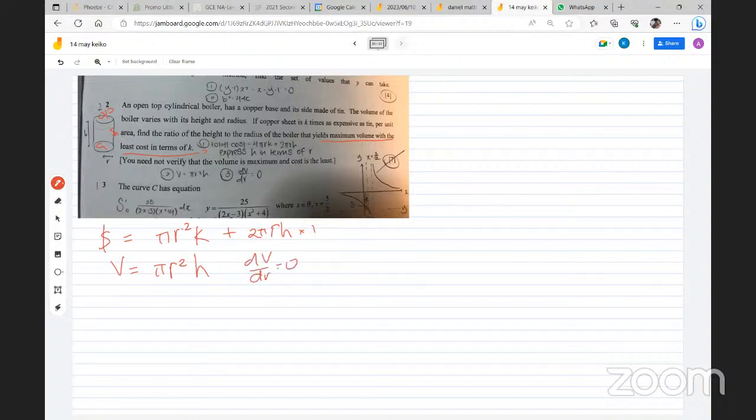Wait. I'm not even sure what I should be differentiating with respect to. Let me think. There must be some sort of differentiation here, right? There must be dV over d-something equals 0. That's for maximum volume, right? And then we will also want a least cost, right? So this will be d dollar over, I have no idea, d whatever, equals 0 also. Now let me think.